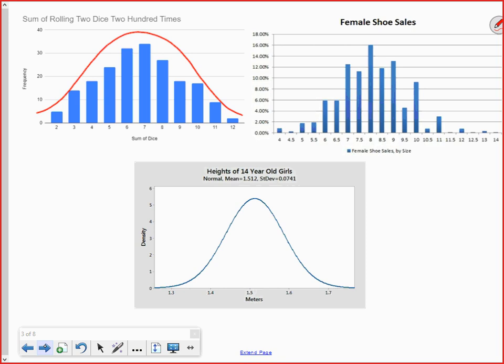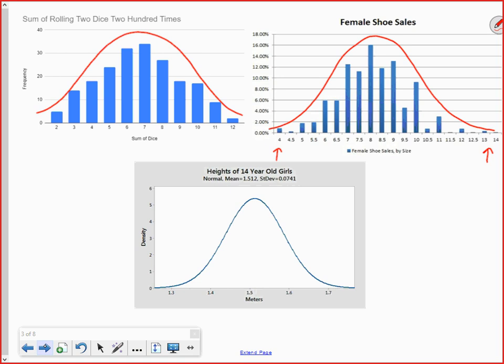Beside this, you can see a graph of female shoe sales. So again, if we draw a nice smooth curve around this, we get what looks like a normal distribution. What is this telling us? That if you look at the population of females who are buying shoes, most of them have average size feet. 7.5, 8, 8.5. There's a very small number of people that have size 4. There's a very small number of people that have size 14 or 13. Okay, most of the people are close to the mean.